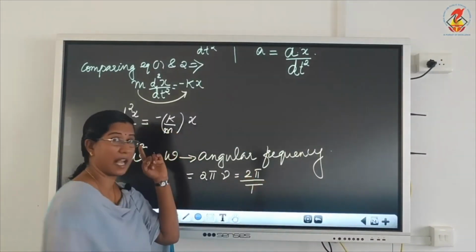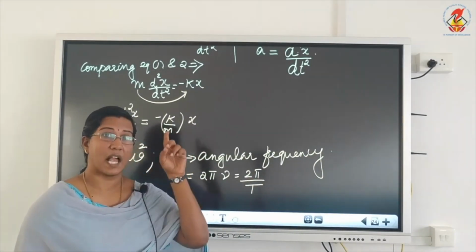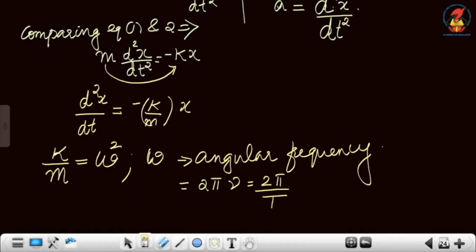In the previous case, it was angular velocity: sin theta is equal to omega t. That omega was angular velocity. In this case, omega is actually the angular frequency.